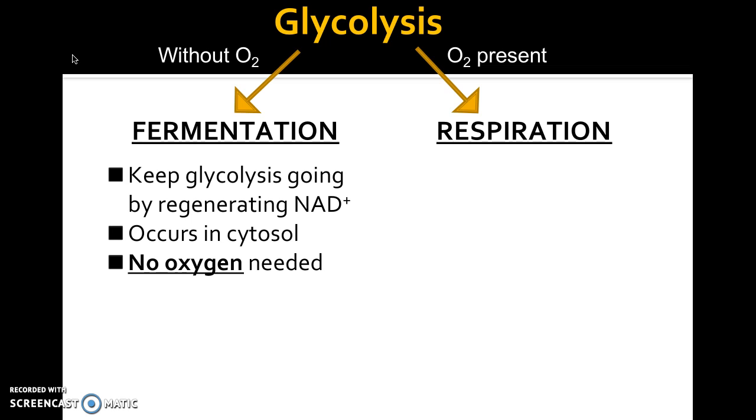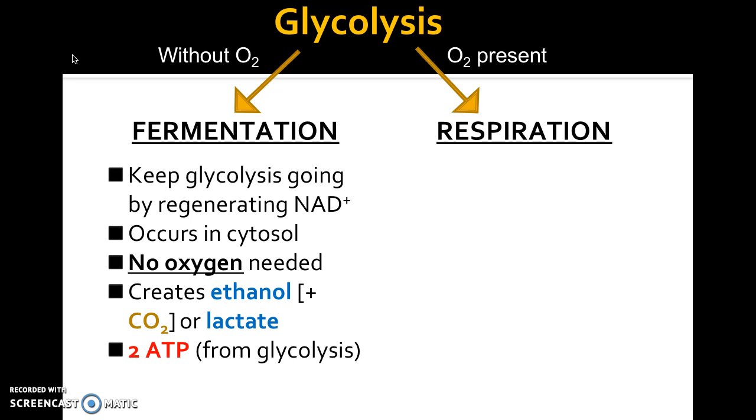And pyruvate is going to be broken into ethanol, or ethyl alcohol, and also carbon dioxide will be released. From this process we will make a minimal amount of ATP compared to the electron transport chain and chemiosmosis. Fermentation does make 2 ATP molecules.